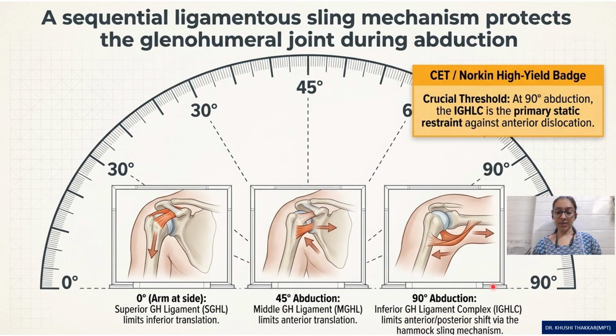At 90-degree abduction, the inferior glenohumeral ligament complex, the whole complex, limits the anterior and posterior shift via the hammock sling mechanism because it is tight at this position. The capsule twists on itself and prevents the anterior and posterior shift of the humeral head beyond the anatomical limits. Always remember, at 90-degree abduction, the inferior glenohumeral ligament is the primary static restraint against anterior dislocation. This is very, very important for your clinical reasoning, for your MCQs and your viva questions.